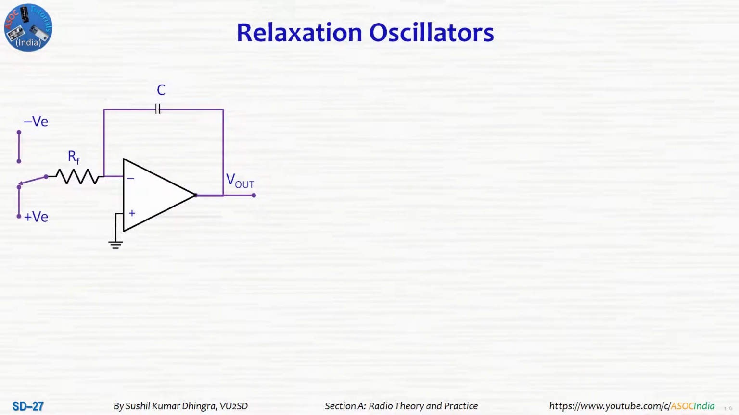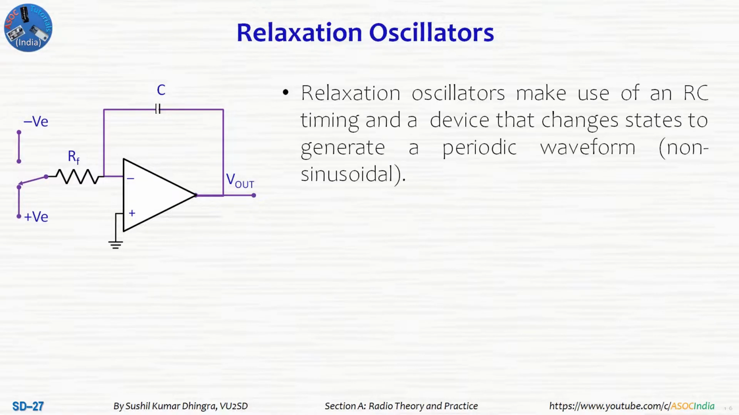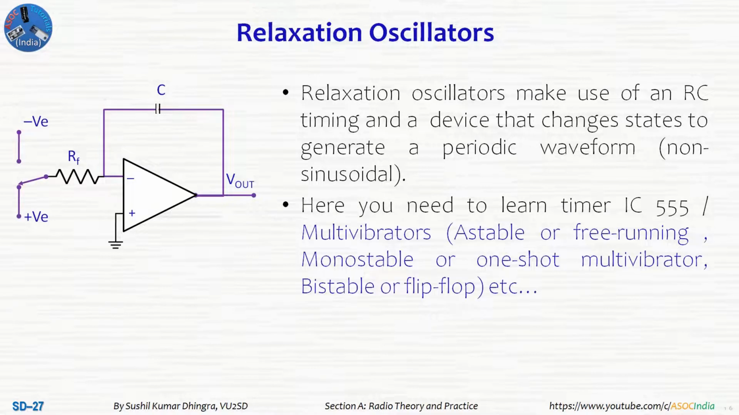This relaxation oscillator basically depends on resistance and capacitor charging and discharging. In other words, I can say relaxation oscillator makes use of RC timing and a device that changes states to generate a periodic waveform, but this is non-sinusoidal, meaning square wave, rectangular wave or sawtooth wave. Here you need to learn timer IC 555 also, multivibrators also.